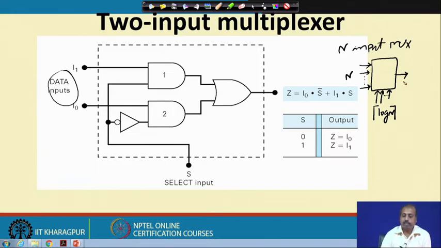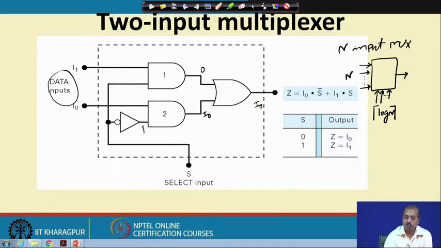Internally it looks something like this. When s is equal to 0, this AND gate output is 0, so whatever be the value of I1, you will get a 0 at this point. On the other hand, when s equal to 0, this input is 1, so whatever is coming at I0 will be outputted here. This point is 0, this point is I0, and this is the OR of these two, so here I will get I0.